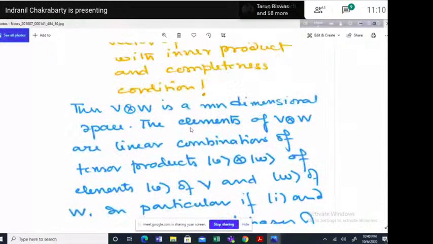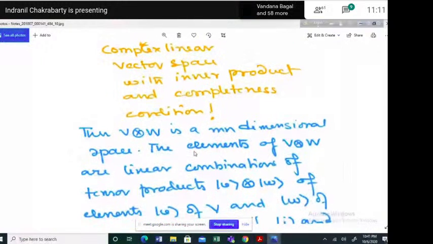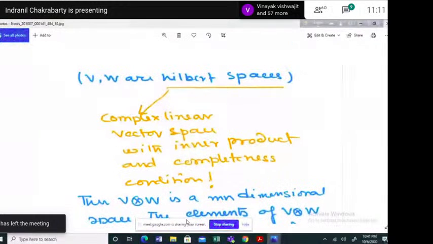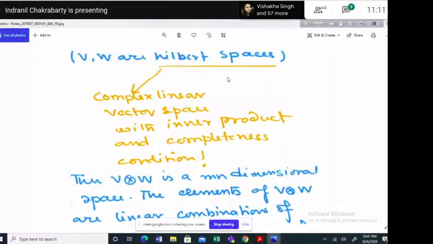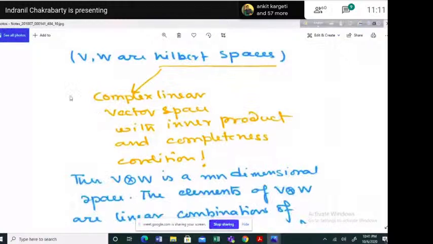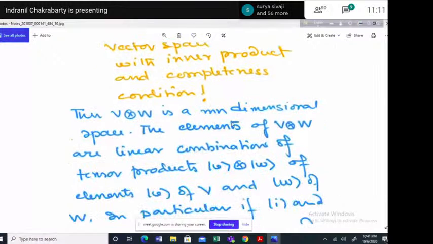So if there are two Hilbert spaces V and W, each a complex linear vector space, that is, an inner product space with the completeness condition, and the dimension of V is m and the dimension of W is n. That means in the basis of V there are m vectors, and in the basis of W there are n vectors, right? Then V cross W is an mn dimensional vector space.